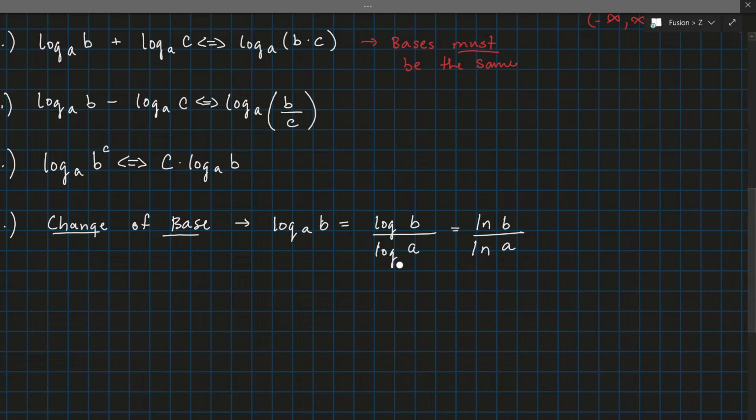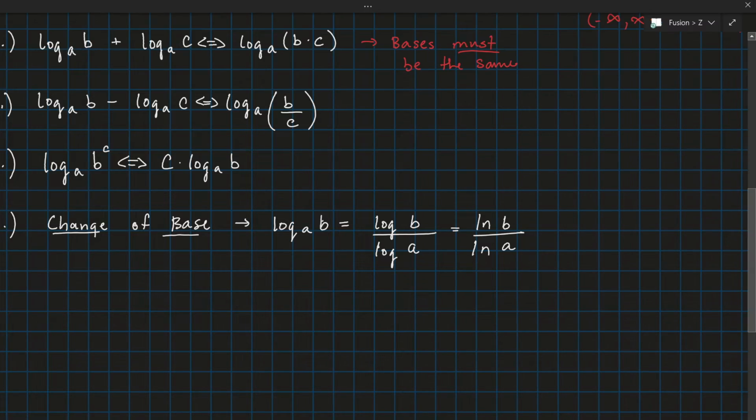And the way to remember this rule is the higher number on top, lower number on the bottom. And when I say higher and lower, I don't mean larger and smaller. I mean literally the B is higher up than the A. So that's the one that goes on top of the fraction.